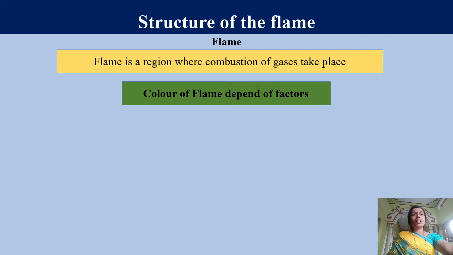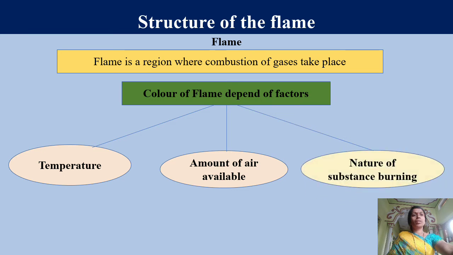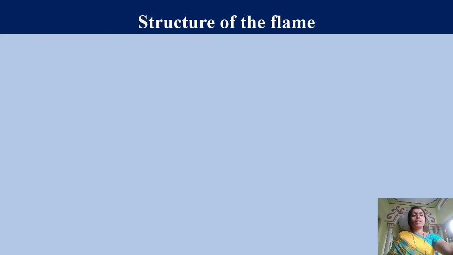Now, the color of a flame depends on factors. We have three different factors. The first one is temperature, the second one is the amount of air available, and the third one is the nature of the substance burning. These are the three different factors.